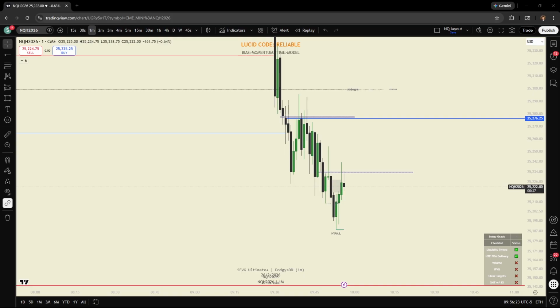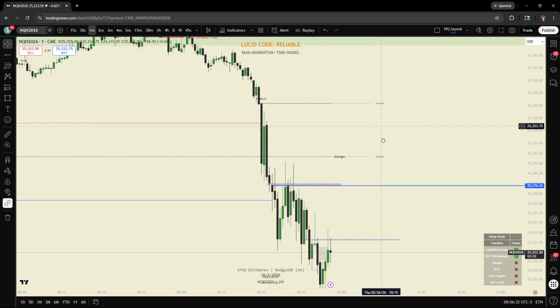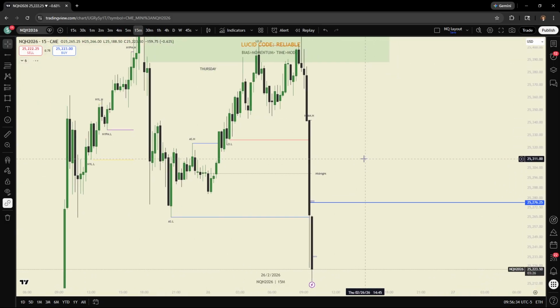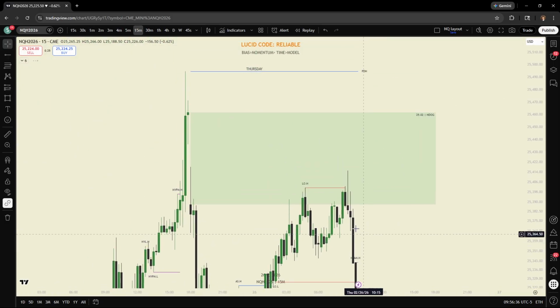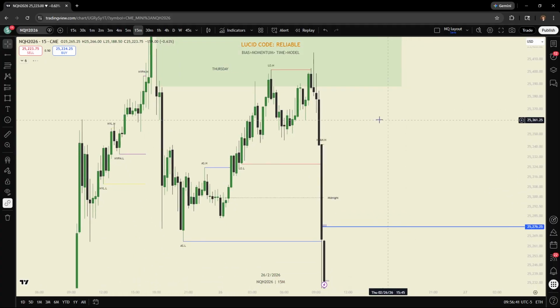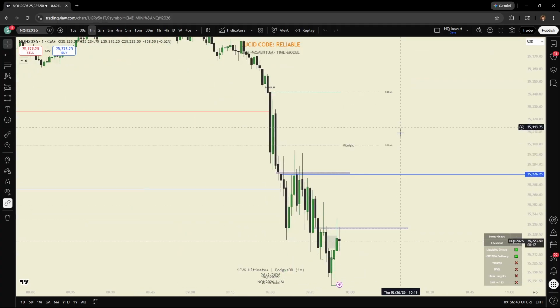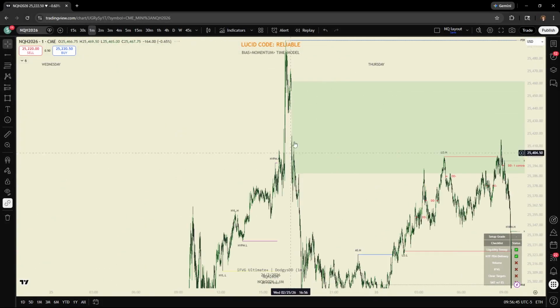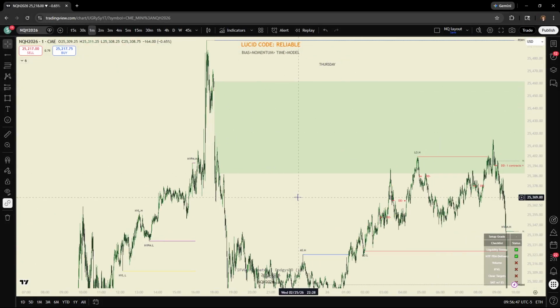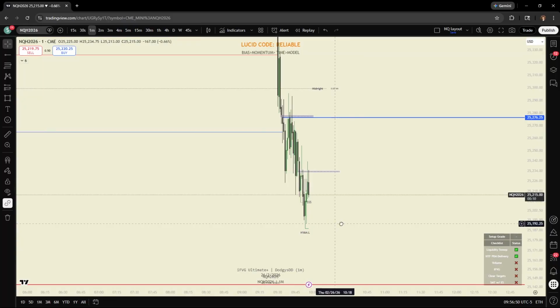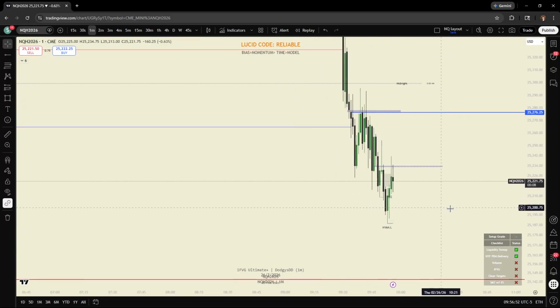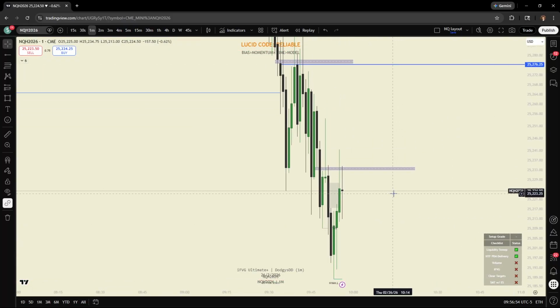What gap? Oh, the NDOG? Is that what you're talking about? The big one above London. Yeah, the NDOG. So the NDOG is from the close to the open of the previous session, but I think the draw on liquidity there that's important is the VI, the completely unfilled price. So that's what I would be focused on to see get filled.